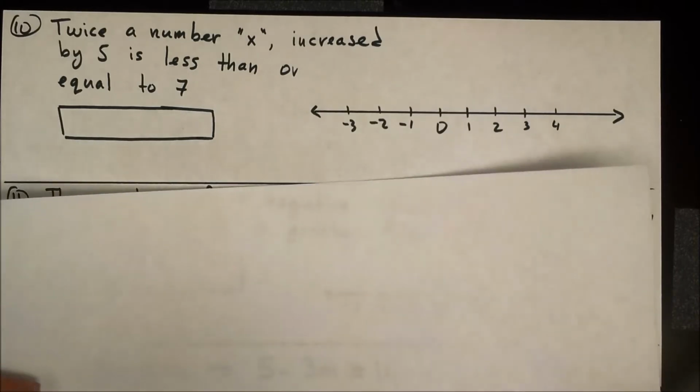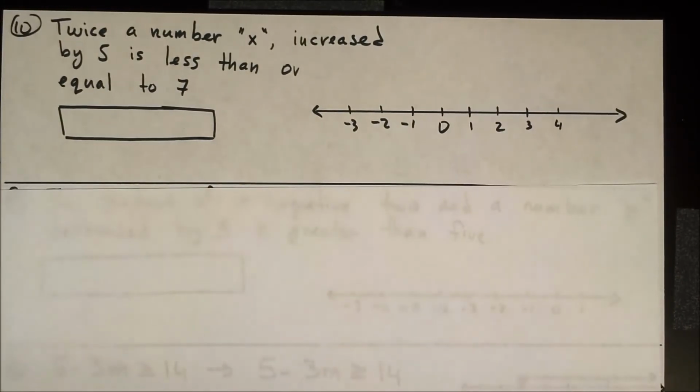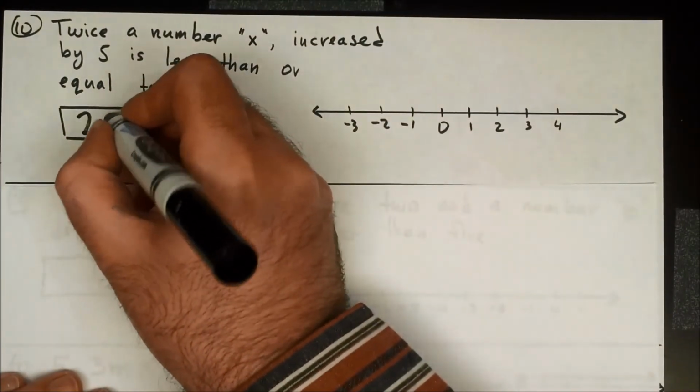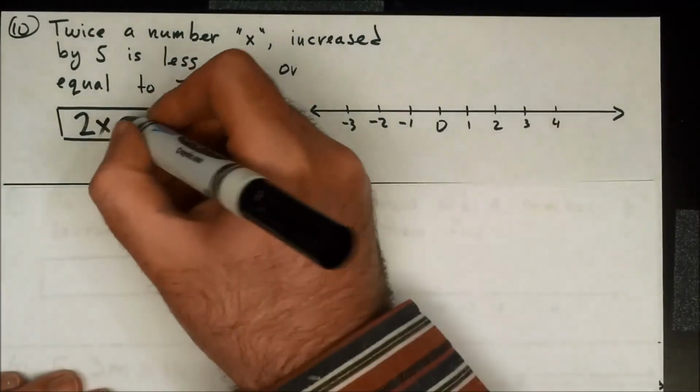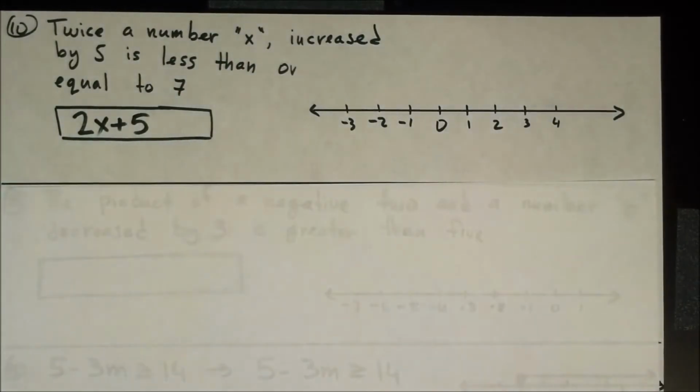Here you have to translate, then solve, then graph. It's not so bad. We can make this work. Twice the number x increased by 5 is less than or equal to 7. So twice the number x, that's 2x. That's how I read that. Increased by 5, that's plus 5. Less than or equal to 7.